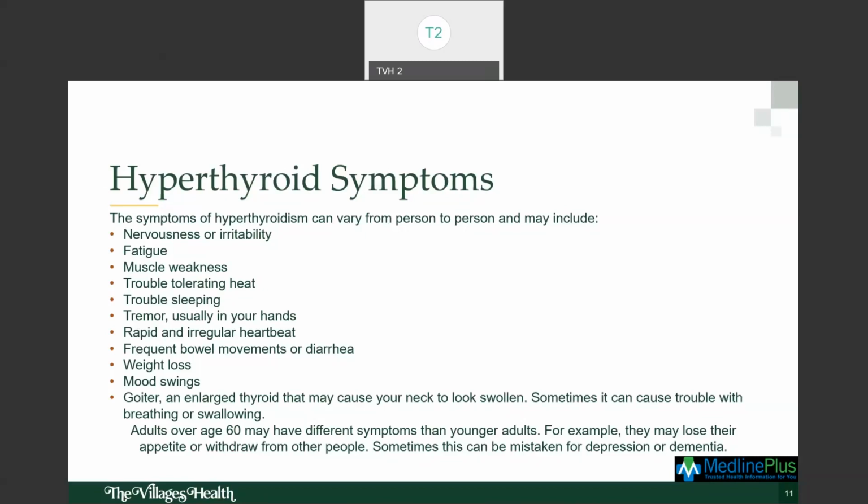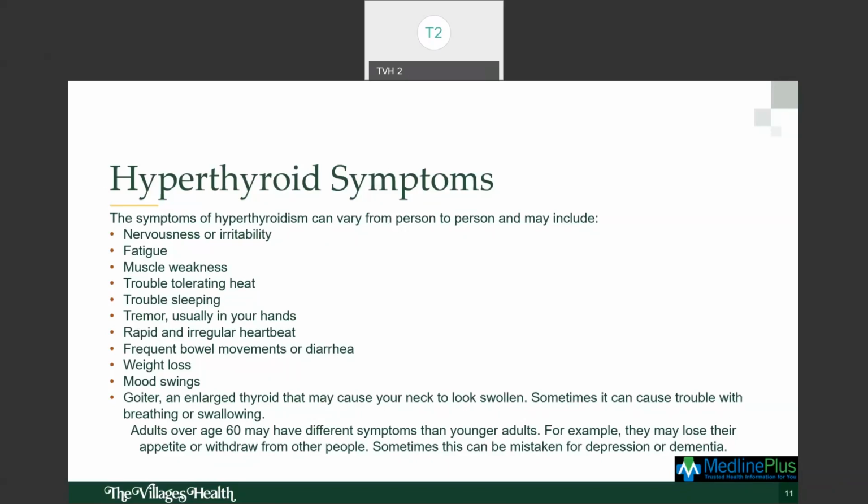So depending on the size, you may even be able to see it in the mirror when you're looking at your neck. And we talked about how it could cause some trouble with your breathing or swallowing if the size becomes extremely enlarged. Now, as far as the overall symptoms of hyperthyroidism, adults over the age of 60 may have different symptoms than those in younger ages. So they may lose their appetite or withdraw from other people. And on occasion, these symptoms can even be mistaken for depression or dementia.